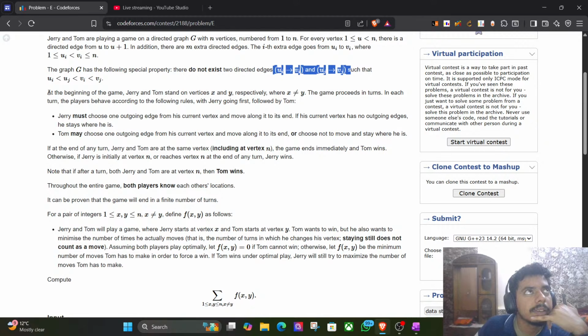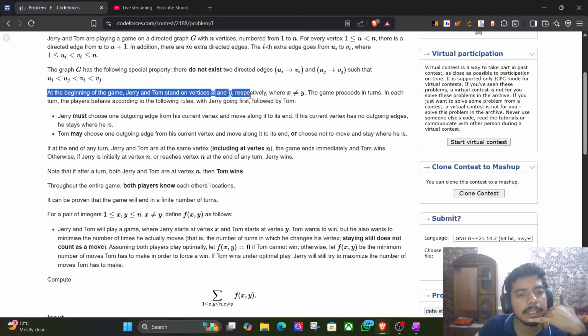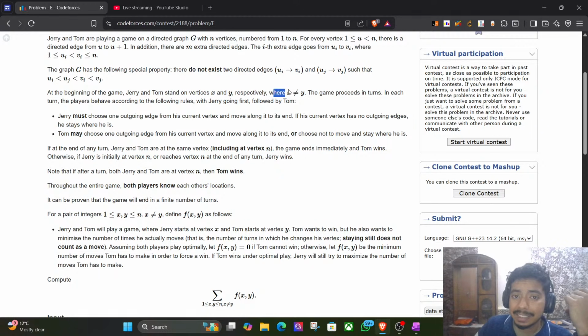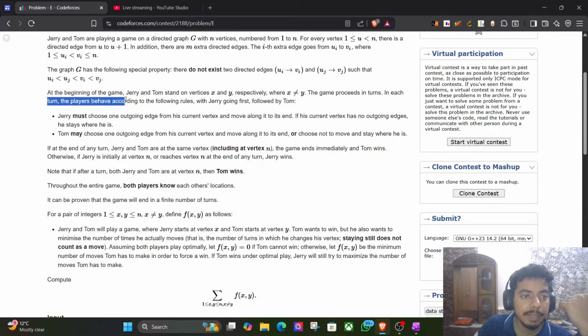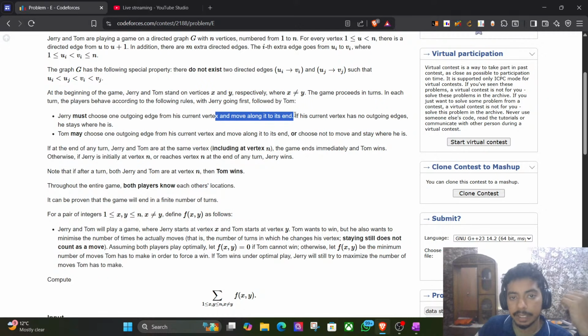At the beginning of the game, Jerry and Tom stand on vertices x and y respectively, where x is not equal to y. The game proceeds in turns. In each turn, players must behave according to the rules, with Jerry going first, followed by Tom. Jerry must choose one outgoing edge from the current vertex and move along it to its end. So it is a must, which means if Jerry has an outgoing edge, he has to move along it. He doesn't have a choice to stay. But if there is no edge, then he can stay where he is.